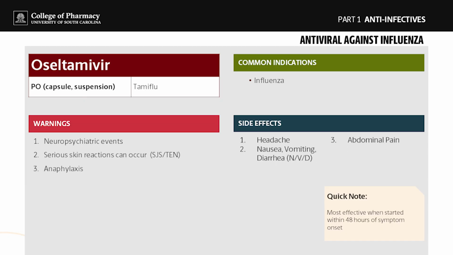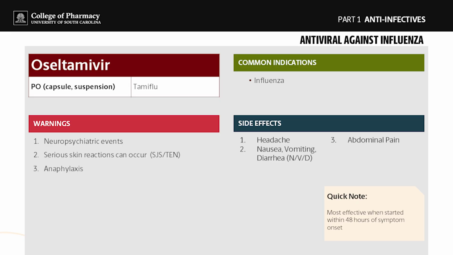The next class of drugs are antivirals against influenza. Oseltamivir. You see the vir right there? Antiviral. So the brand name for oseltamivir is Tamiflu. It comes in a capsule and suspension. And the common indication is the flu. Some of the side effects would be headache, nausea, vomiting, diarrhea, and abdominal pain.